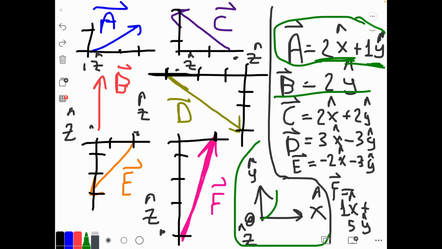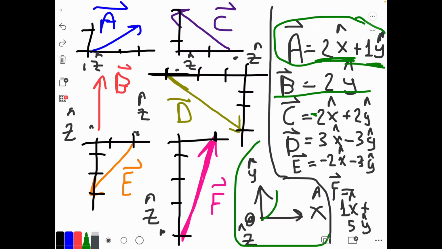Now we go to vector Charlie. Vector Charlie is going towards our left, and it's also going up. So if it's going left, because it's going backwards, it's going to have negative 2 x hat, plus 2 y hats because it's going up. So vector Charlie is negative 2 x hat plus 2 y hat. That's all we needed to do.